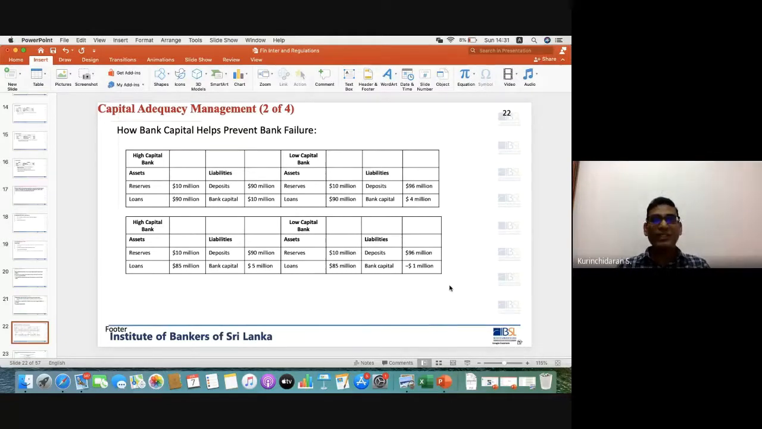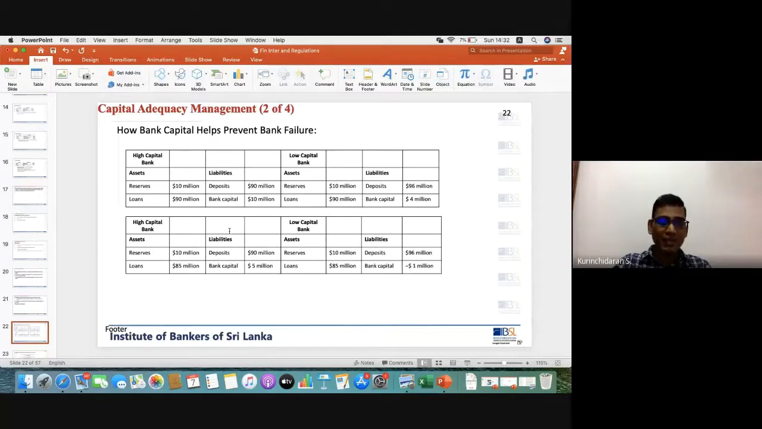Okay, think about how bank capital helps prevent bank failure. Now there are two banks: one with high capital, the other with low capital. You can call them the high capital bank and the low capital bank. See the balance sheet in the first table. For the high capital bank, on the asset side you have 10 million reserves and 90 million loans. On the liability side, you have 90 million deposits and 10 million capital. So your balance sheet size is 100 million, right?